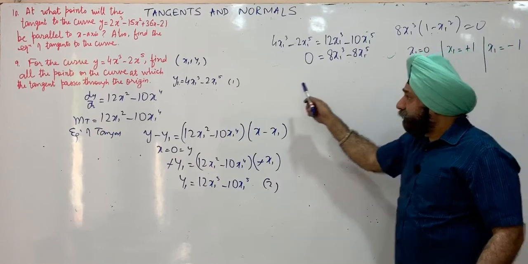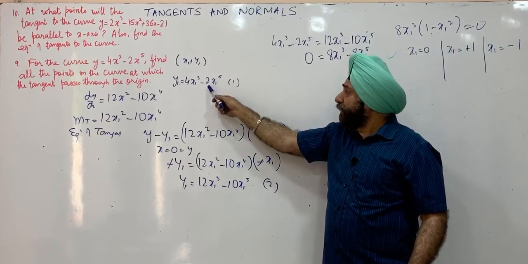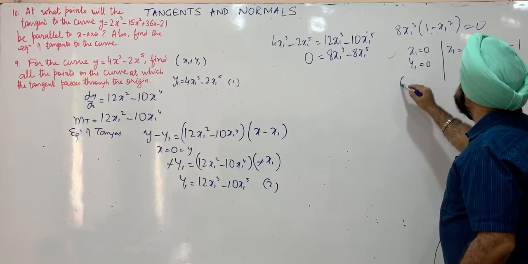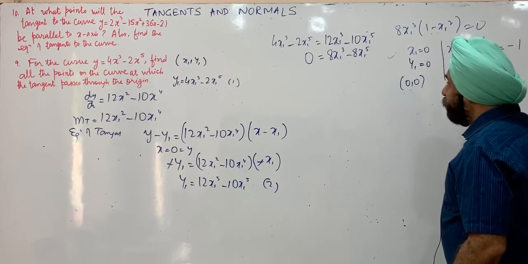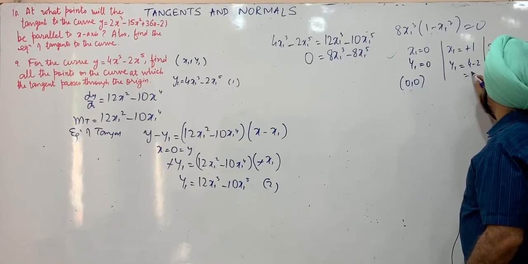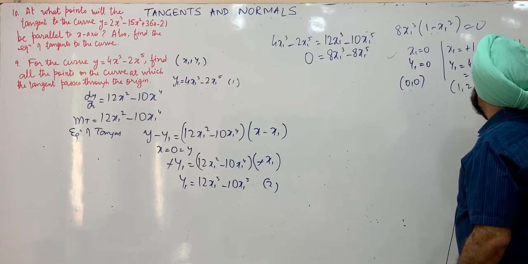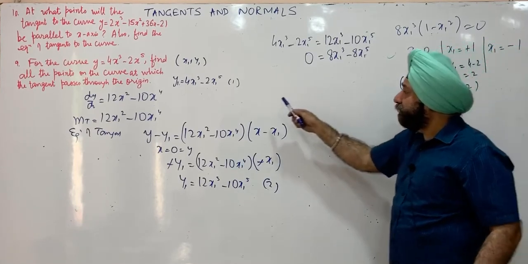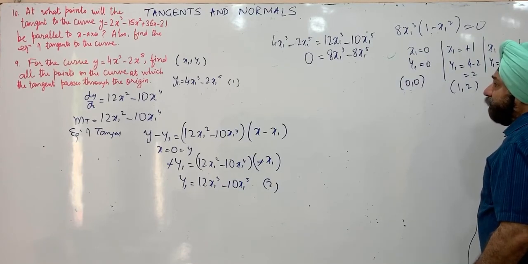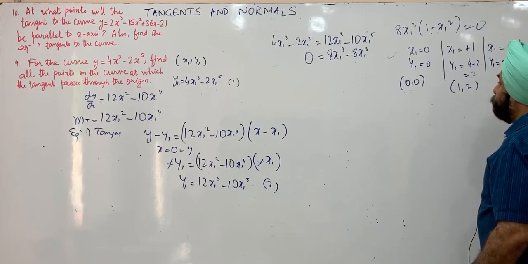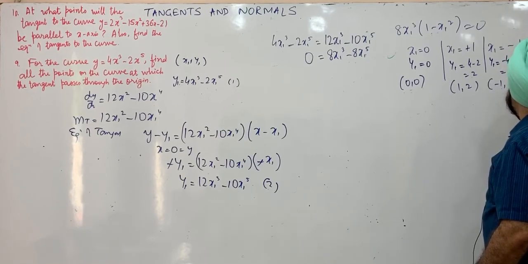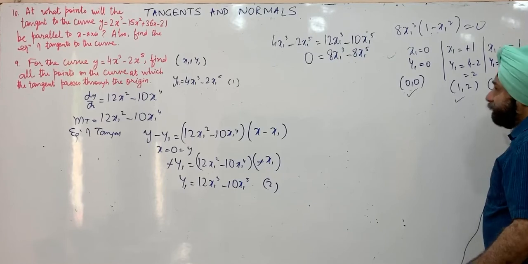So the point is on this curve. So we put x1 equal to 0 here, y1 is 0. So this point is (0, 0). x1 is 1, y1 will be 4 minus 2, that's 2. This is the second point. x1 is equal to minus 1 here. This will give us y1 as minus 4 plus 2, so (minus 1, minus 2). So we have 1, 2, 3 points.